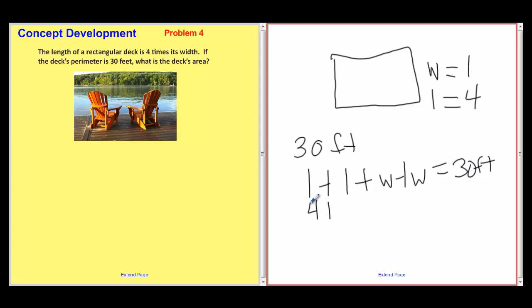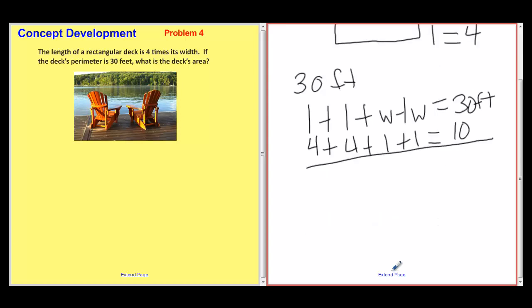That would be 4 plus 1 plus 1. When I add that together, that gives me 8, 9, 10. So what that tells me is that these are not the right answers, and it tells me that my numbers were too small. So now I'm going to go back and test a different number. So this time, let's try a width of 2.